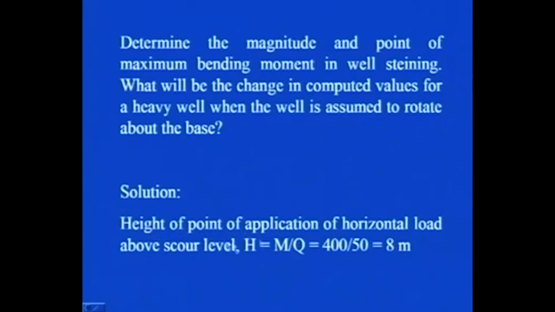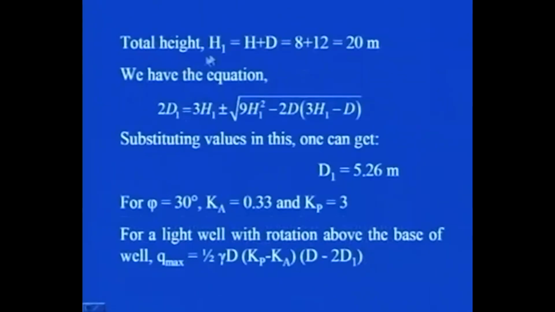So let us now have a look at the solution procedure. The height of the point of application of horizontal load above scour level, which I can obtain as M by Q, because the horizontal load is given and the moment is also given. So you can get this height h as M by Q, which works out to be 8 meter in this particular case, because M is given to be 400 ton meter and Q is given to be 50 ton. Then the total height h1 will be equal to h plus D, and D is given as 12 meter. So that results in h1 equal to 20 meter.